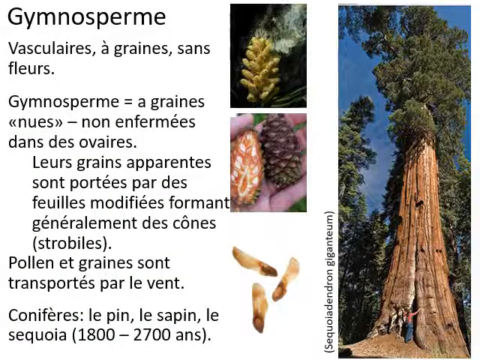We will continue with another group of vascular plants, the gymnosperms. They have seeds, but they do not have flowers. Gymnosperm means naked seed, meaning that the seed is not found within an ovary. Seeds are found within modified leaves in a structure called a cone. Pollen is transported by wind to the ovary in that cone.